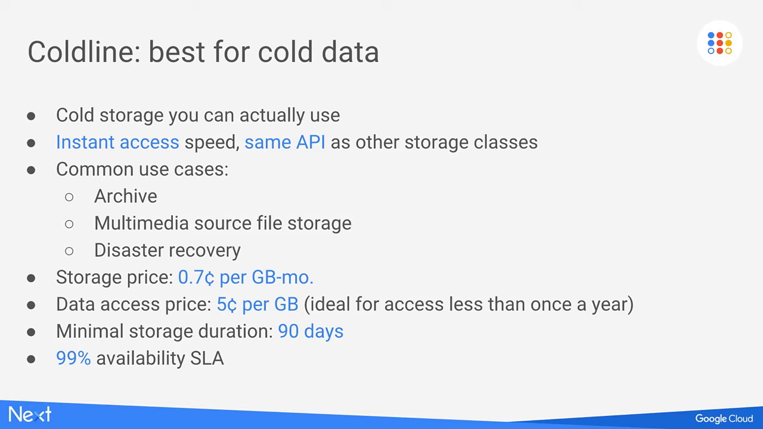In terms of price, we charge 0.7 cents per gigabyte month for Coldline, and we also charge 5 cents per gigabyte on data access. And that works out that if your data is accessed less than once a year, Coldline becomes the cheapest storage class for you to use. We also provide an availability SLA for Coldline. We provide a 2 nines availability SLA, exactly the same as Nearline. And we also have a minimal storage duration for Coldline of 90 days.